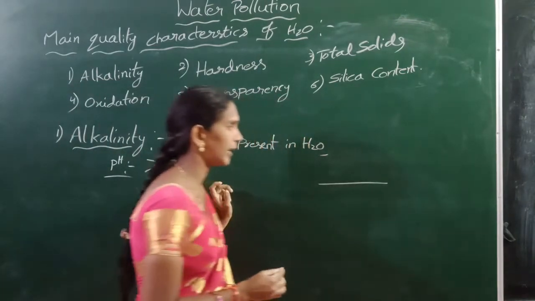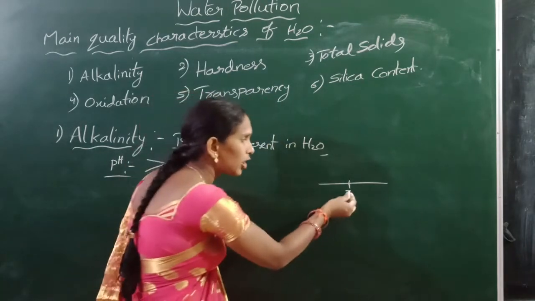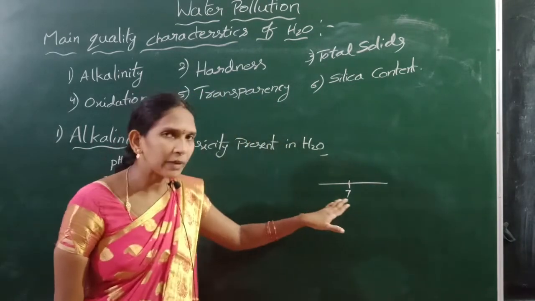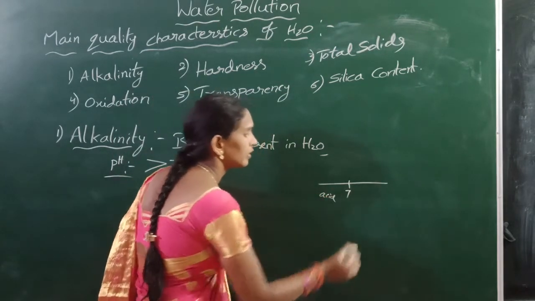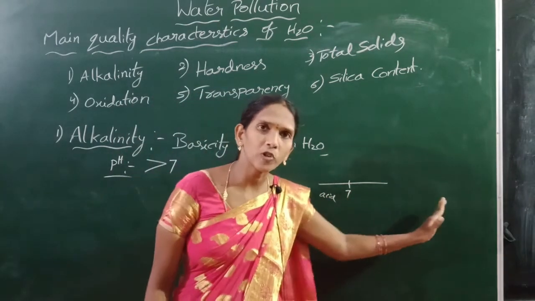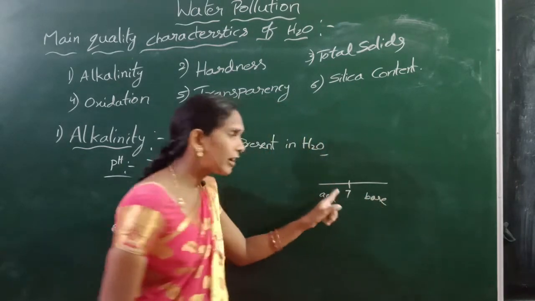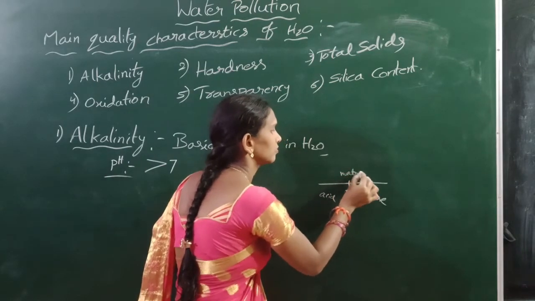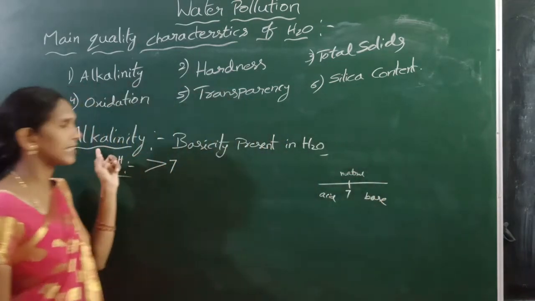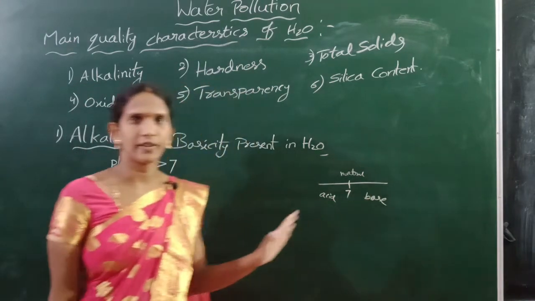This is the pH scale. This is 7. Below 7, the pH value is acid. Above 7, the pH value is base. Equal to 7 is neutral. Here this is base, so the pH value is greater than 7.